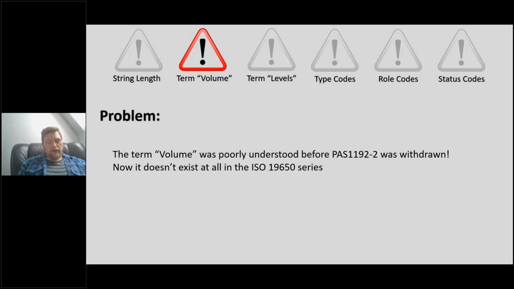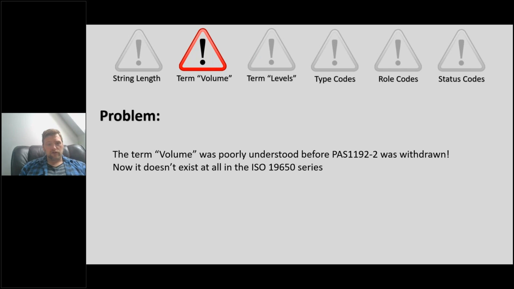So the second area that has been proposed for changing in the current National Annex, as part of the one up for comment, is the term volumes. The term volume was poorly understood anyway before PAS 1192 Part 2 was withdrawn. And now that Part 2 has been withdrawn and 19650 has come out, it doesn't exist. There's no definition of it.